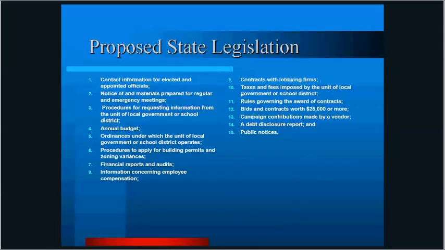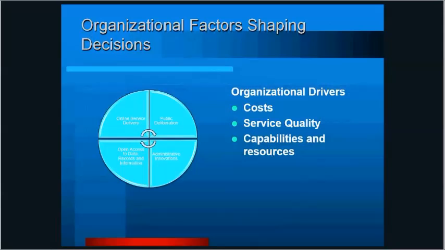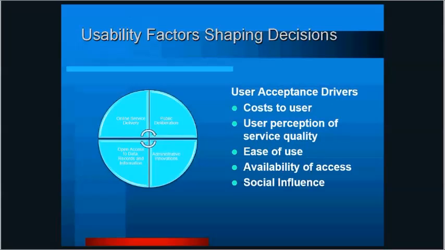There are organizational factors. What kind of capabilities do you have among your staff to do this? What are the costs to do this? And how do I do it in a way that really provides good service quality? There are usability factors that you have to think about. You can't just put the data out and assume people are going to use it. But you have to really think about what are the costs to the user? How easy is it for the users to actually use this data? What's the availability of access? Is it fair and easy for everybody as well? So you got to think about these user acceptance factors when you put this data out there.